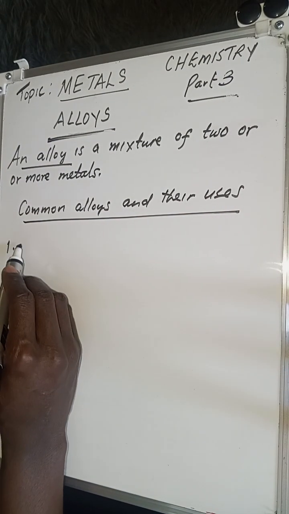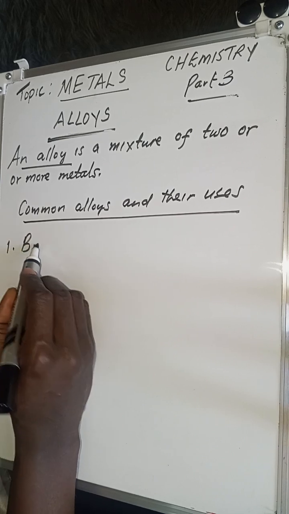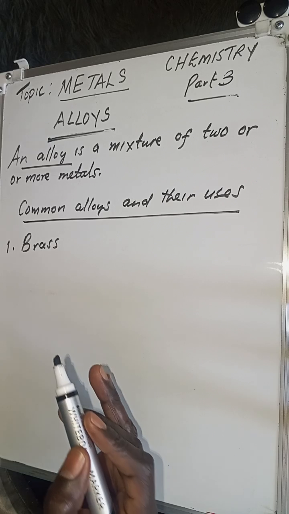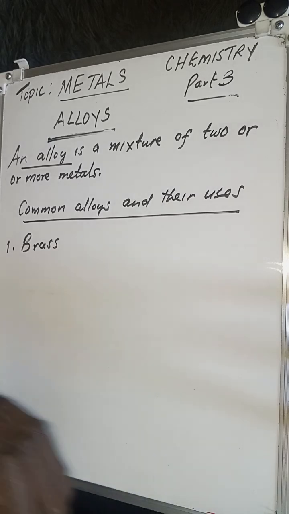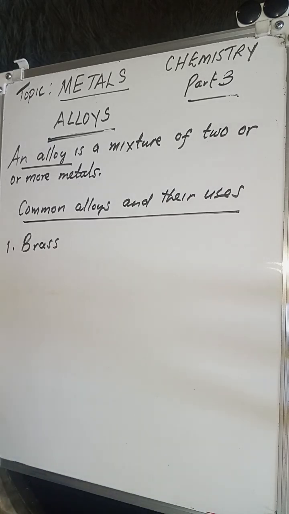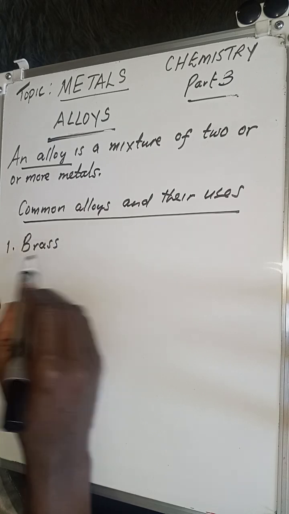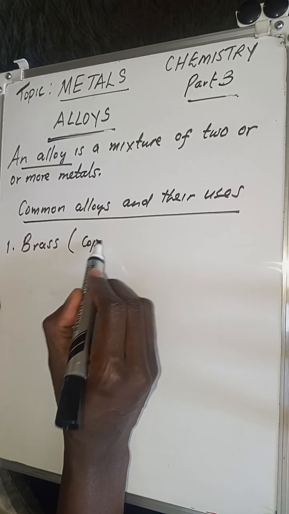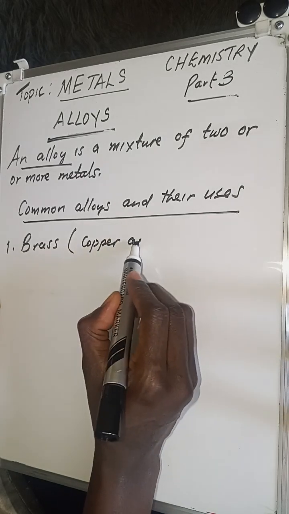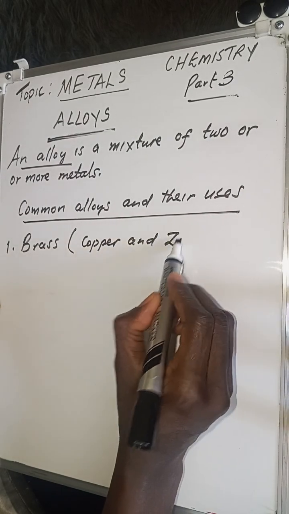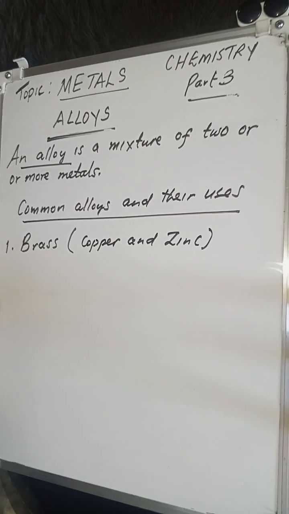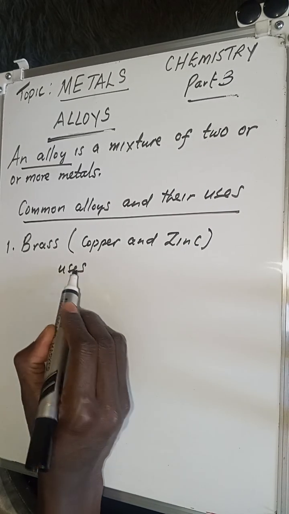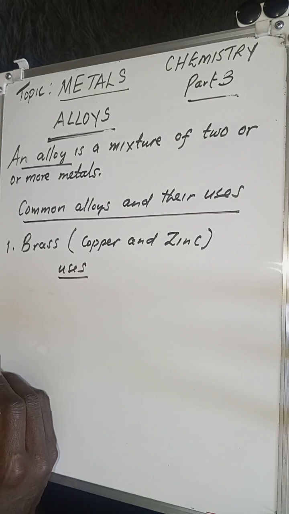One, we can start with one of the alloys, which is brass. What are the metals or elements that make up brass? Well, you need to remember that brass is simply made up of the elements copper and zinc. So copper and zinc are the elements that make up brass. But what are the uses of brass?